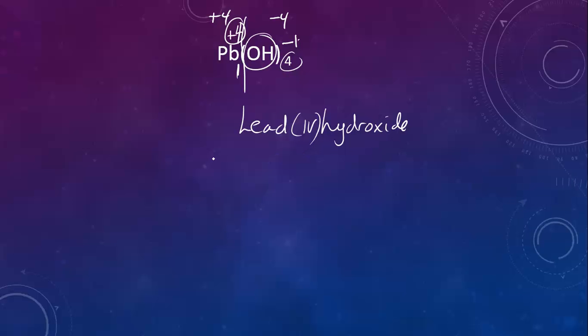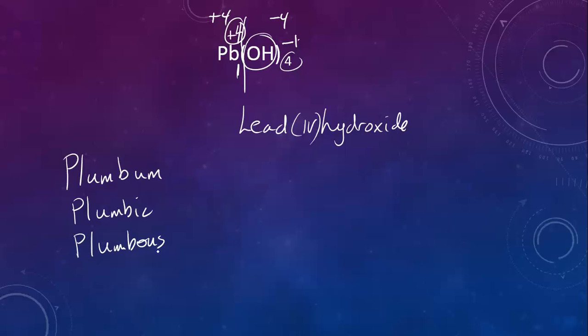The other name for this would be derived from the Latin name, plumbum. The higher of the 2 charges would be plumbic, and the lower of the 2 charges would be plumbous. Plus 4 is the higher, so another name for this would be plumbic hydroxide.